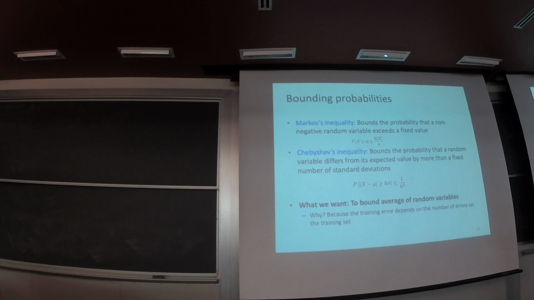Here are a few commonly used tail bounds, and I'm pretty sure many of you might have met them before. Markov's inequality can bound the probability that a non-negative random variable exceeds some fixed value, and a more complex one is Chebyshev's inequality, which can bound the probability that a random variable differs from its expected value by more than some fixed number of standard deviations. But those two bounds are not our focus, because here we want to bound an average of random variables rather than a particular random variable.